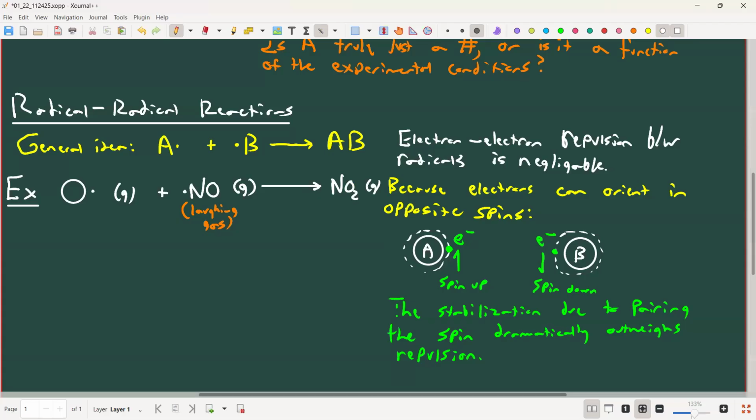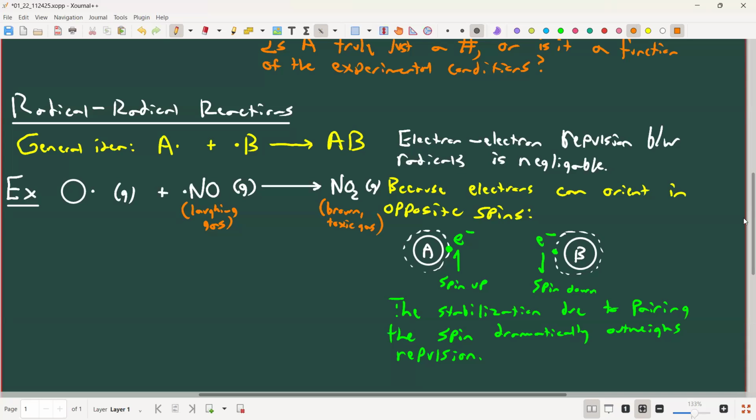The two electrons pair. NO2 is a nasty, nasty gas. This is brown. This is a brown gas and it's toxic. This is a downhill reaction, completely barrierless.